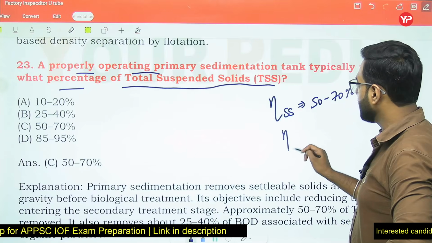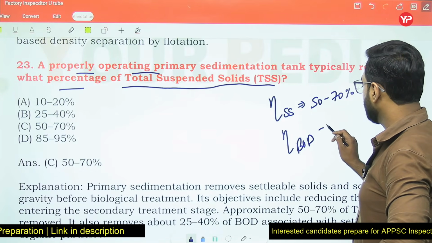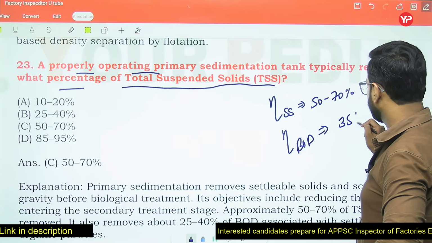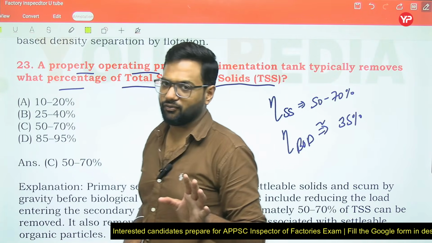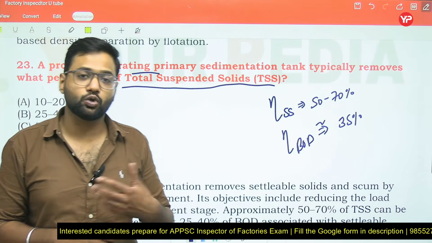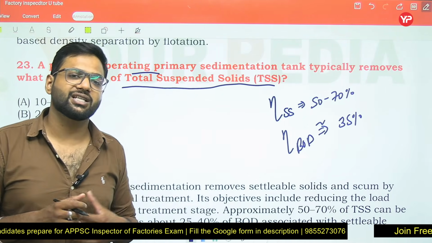And the efficiency of the primary sedimentation tank for the removal of BOD is around 35%. It is around 35. We never design the primary sedimentation tank for the removal of BOD, for the removal of dissolved organic particles. We design our primary sedimentation tank for the removal of organic suspended particles.